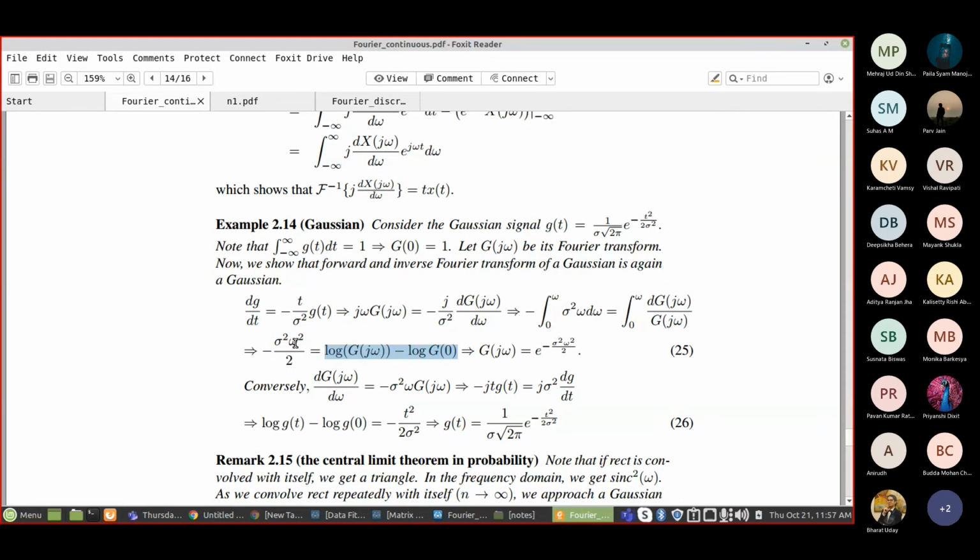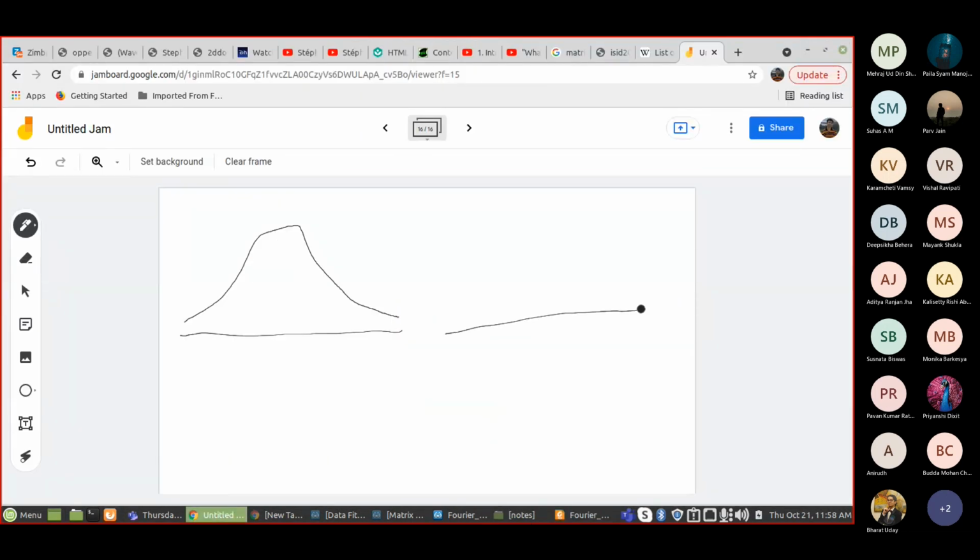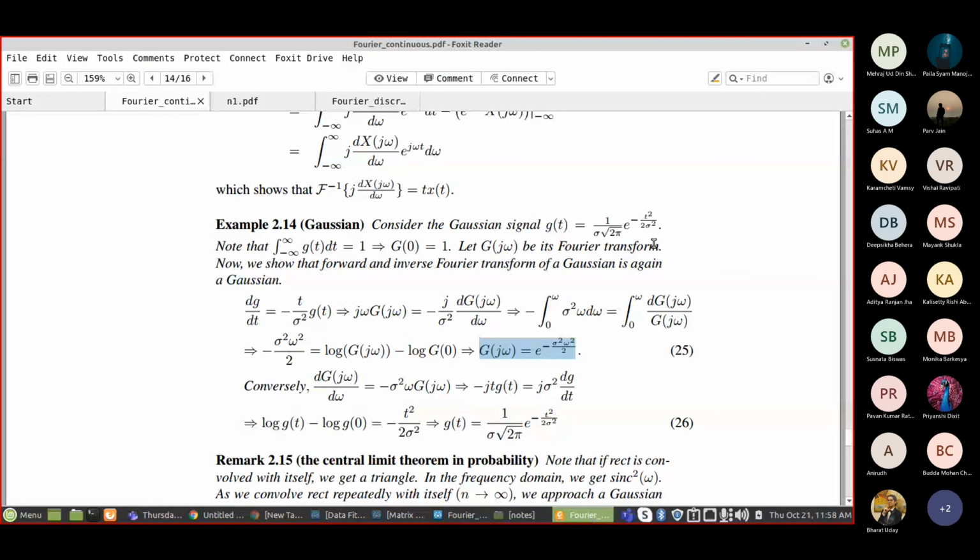So you get that G(j omega) is again a Gaussian. Let me draw that here. The width might be different, but the shape is the same. No, even the width is the same, or rather there is a scale factor, of course. Here we had sigma squared in the denominator, and here it is in the numerator, so of course the width is different. They are reciprocal, and there is a different scale factor also. But yes, it is still a Gaussian.